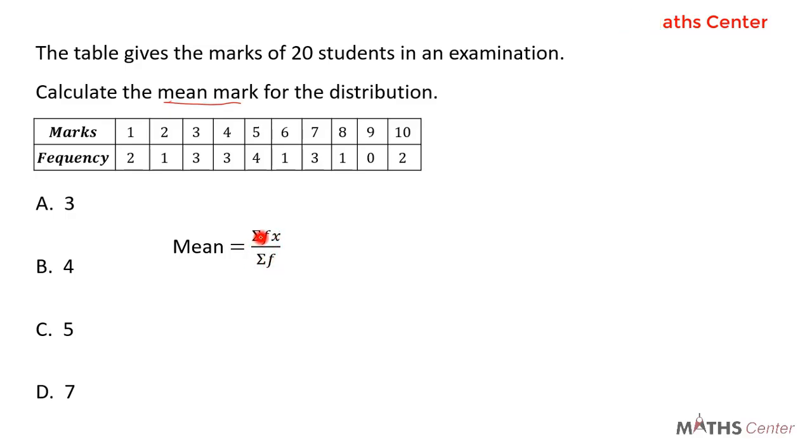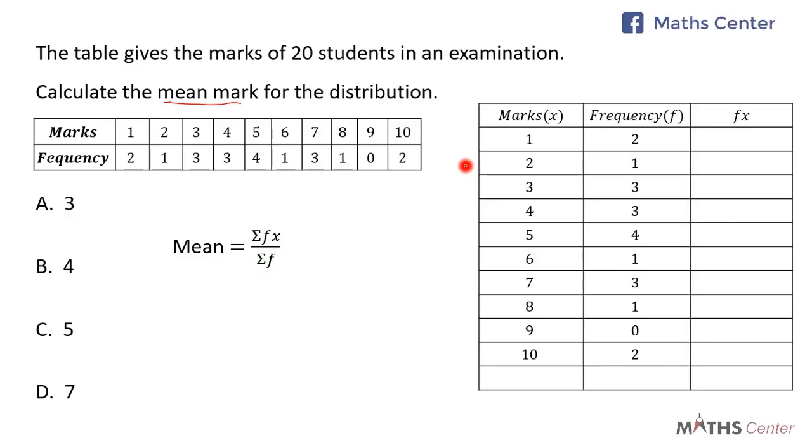I'll draw a 3-column table like the one we have here, with the marks in the first column that will give us the x values, and the frequencies in the second column that will give us the f values. In the third column, we will have the fx values. We will get the fx values by multiplying the x values by the f values.